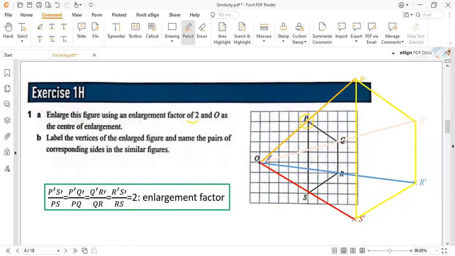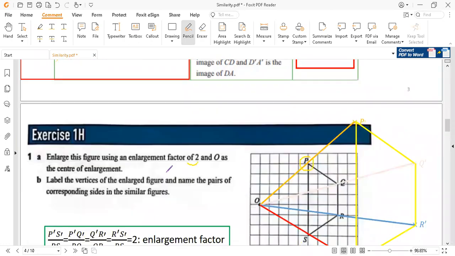The same applies for OQ. We draw the ray and we measure OQ. Then we spot the location of Q prime where OQ prime equals 2 times OQ. So we can say that OP prime equals 2 OP.